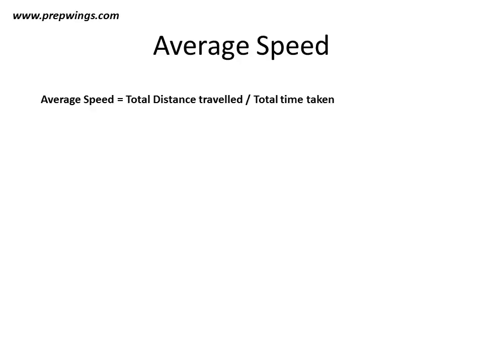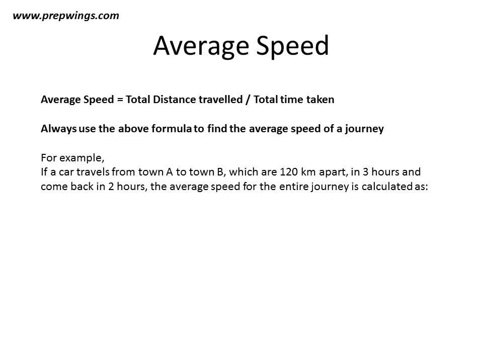Now we'll look at the concept of average speed. Average speed is given by the formula total distance traveled upon total time taken. Always use this formula to find the average speed. So for example, if a car travels from town A to town B, which are 120 km apart, in 3 hours and comes back in 2 hours, then the average speed for the entire journey is calculated as, first of all, total distance will be 120 plus 120, because you're going from A to B, which is 120, and then you're coming back from B to A, which is again 120.